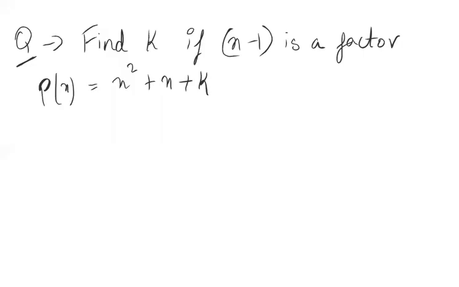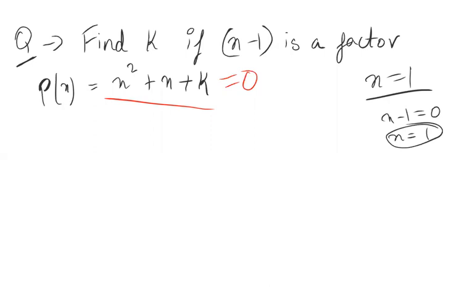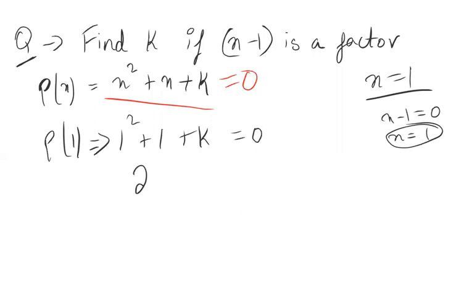So if you remember, I told you for a factor, this whole thing has to be equal to 0, right? If I put x's value, remember the first step, keep x minus 1 is equal to 0, so x will be equal to 1. So P of 1 will be 1 squared plus 1 plus k, okay? And this should be equal to 0. So 2 plus k is equal to 0, therefore k is equal to minus 2. This is very easy, I hope all of you got it.